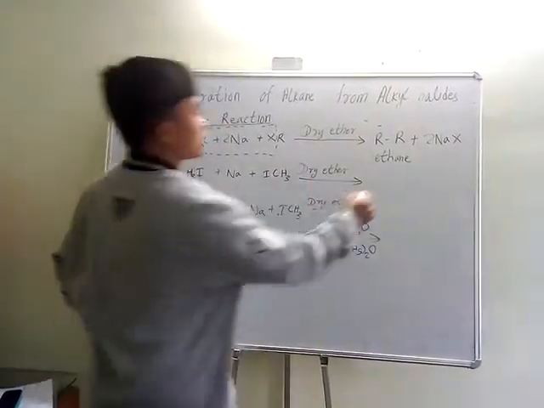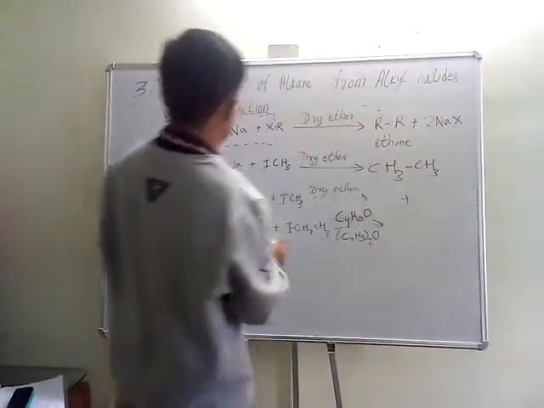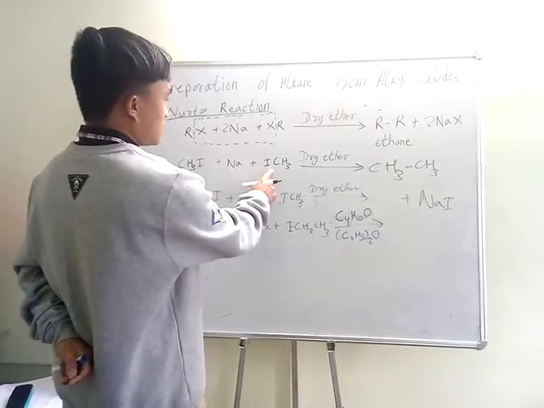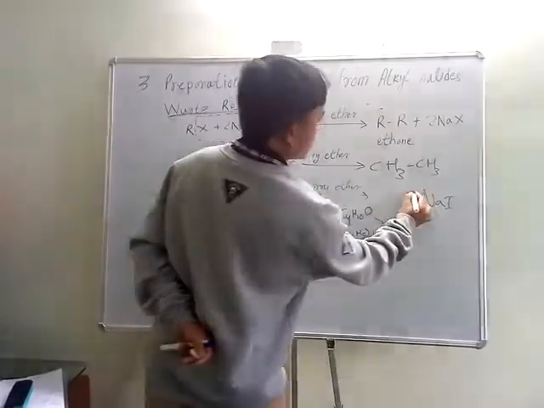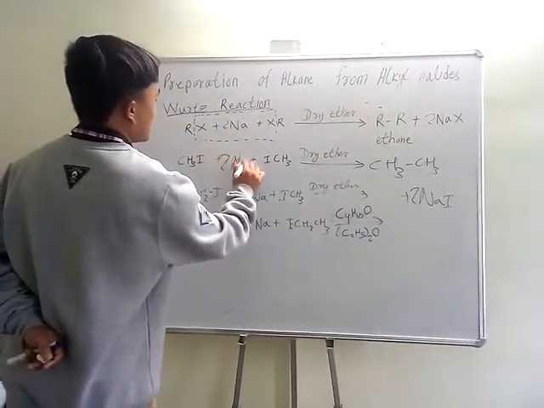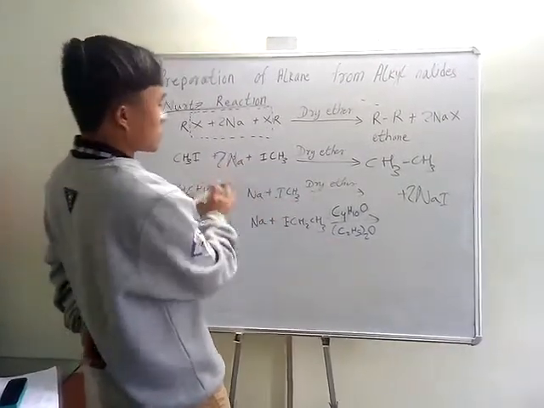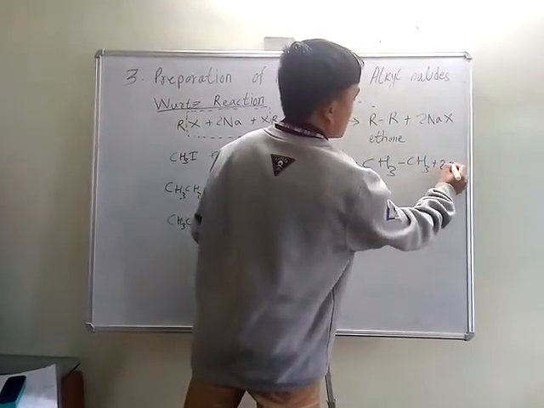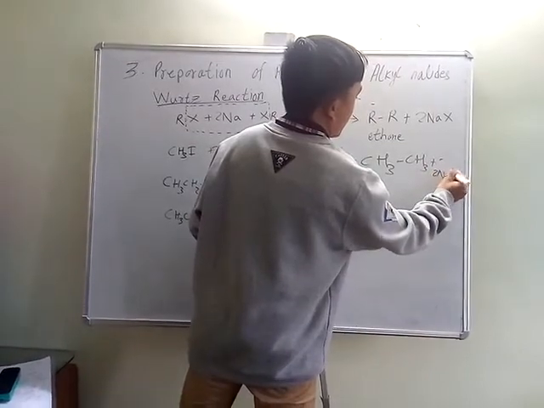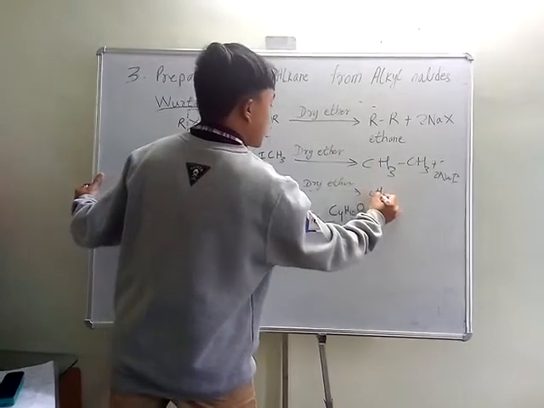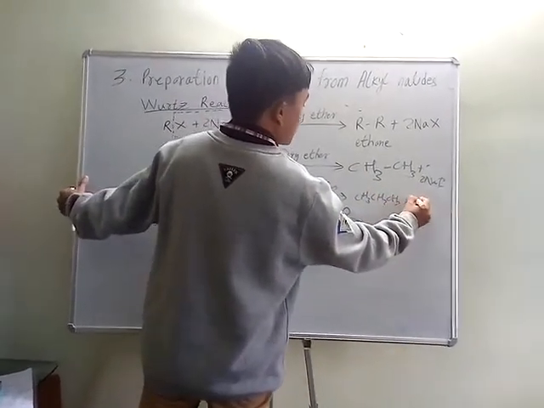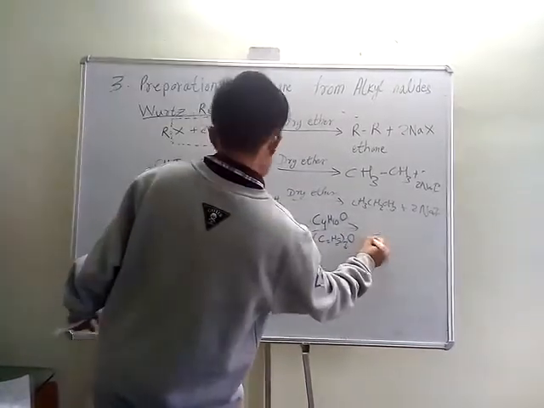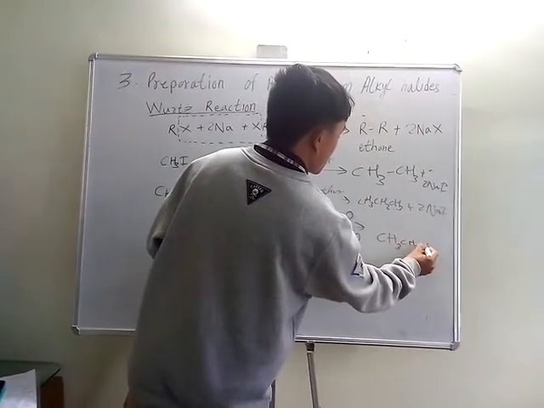We got this: 2 CH3CH2I plus 2 Na. Let's take a look: I is 2, therefore 2 Na, and the two C's combine. 2 NaI, okay? For this, CH3CH2CH2CH3, we get 2 NaI.